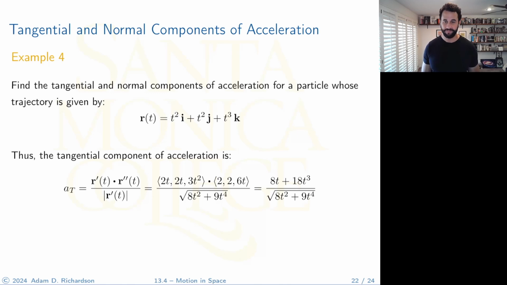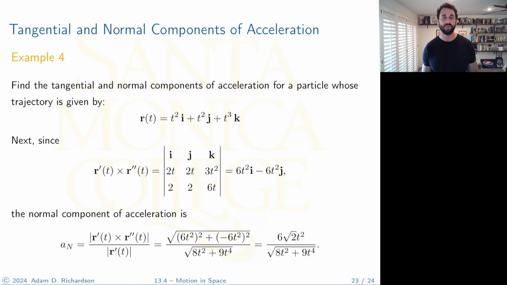Not too bad, right? Next, if we want to do the normal component, we need to compute a cross product. So we're going to use our determinant formula again. We're going to take r prime and cross it with r double prime. Here's the determinant formula, and I'll let you work this out on your own. Hopefully you did it already, or at least started it. This is what you get when you compute that cross product. The last thing we need to do is compute the length of the cross product, and once we have that, we're done.